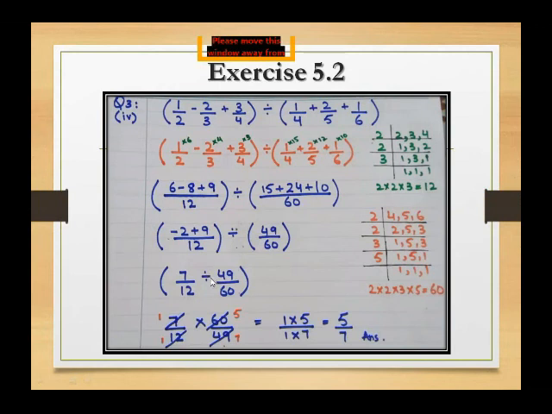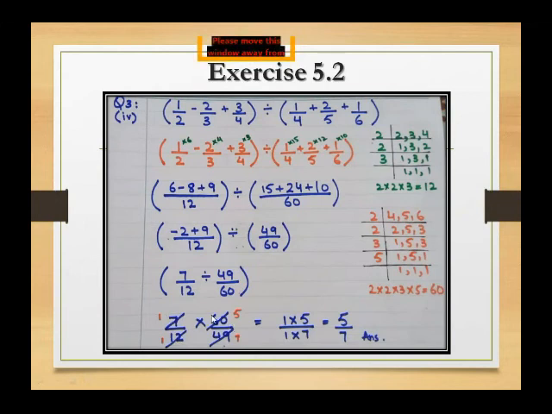We will solve the division by changing it into multiplication. We will change this division into multiplication and take the reciprocal of 49 upon 60, so this becomes 60 upon 49. 7 upon 12 multiplied by 60 upon 49. Now cancel it. 7 ones are 7, 7 sevens are 49. 12 ones are 12, 12 fives are 60.